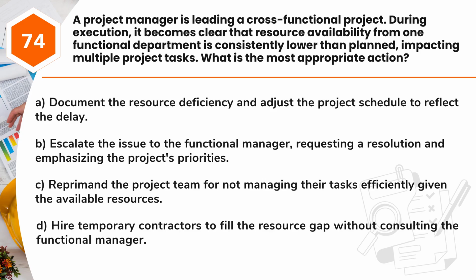During execution, it becomes clear that resource availability from one functional department is consistently lower than planned, impacting multiple project tasks. What is the most appropriate action? A. Document the resource deficiency and adjust the project schedule to reflect the delay. B. Escalate the issue to the functional manager, requesting a resolution and emphasizing the project's priorities. C. Reprimand the project team for not managing their tasks efficiently given the available resources. D. Hire temporary contractors to fill the resource gap without consulting the functional manager.